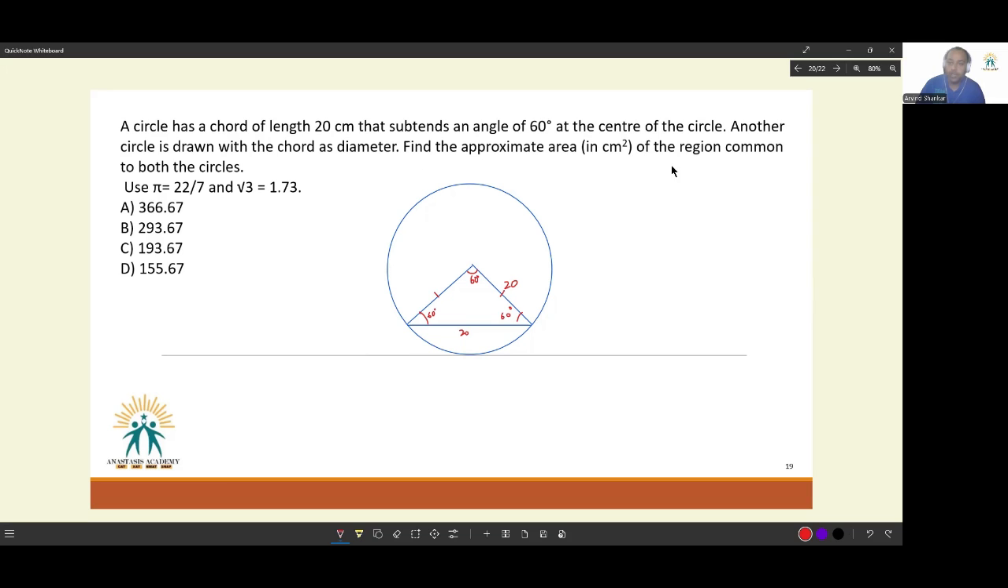Another circle is drawn with the chord as the diameter. Okay. Just know this much, that the radius of this large circle is 20. Another circle is drawn with this as the diameter.